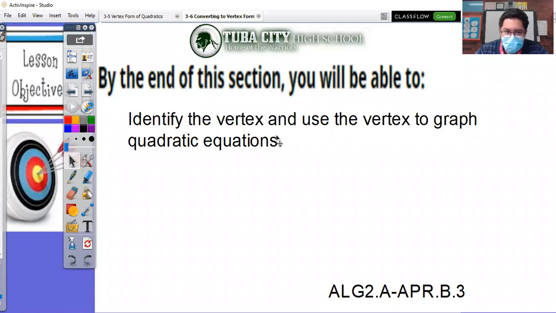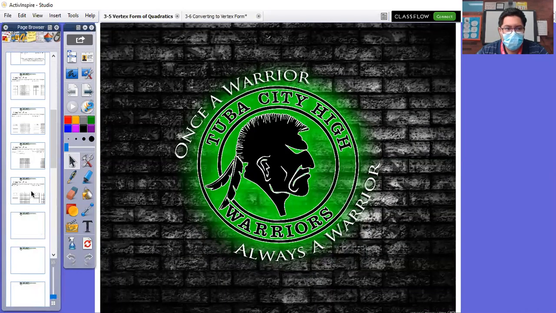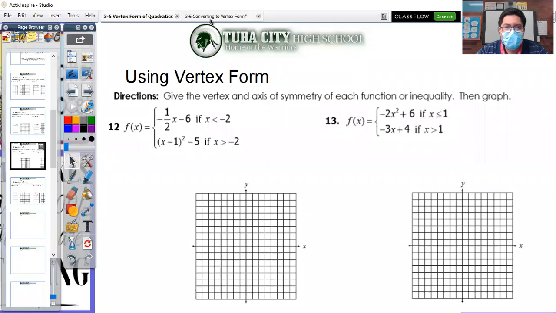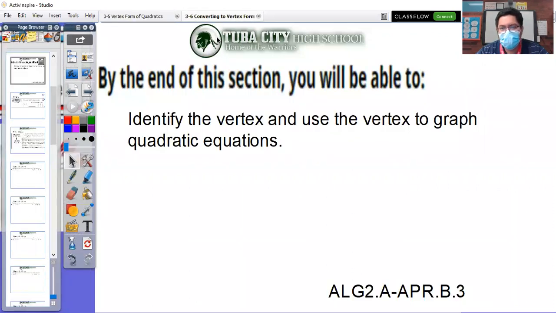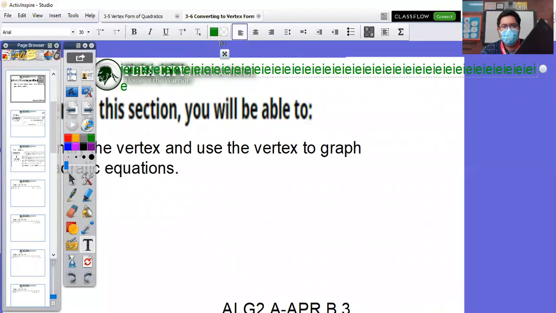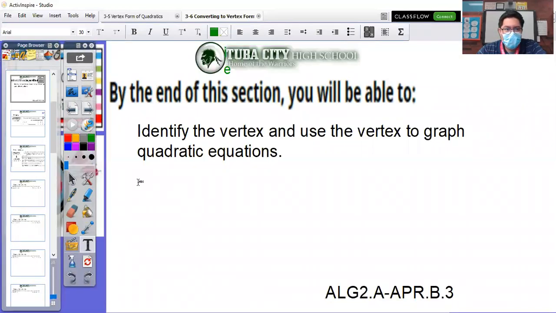All right, let's see. Identify the vertex and use the vertex to graph quadratic equations. Last class, we talked about vertex form of the quadratic. We were finding out where the vertex was, plotting that point in the middle of a table, and then filling in the table up and a little bit of the table down, and basically filling in all of the data as we go along.